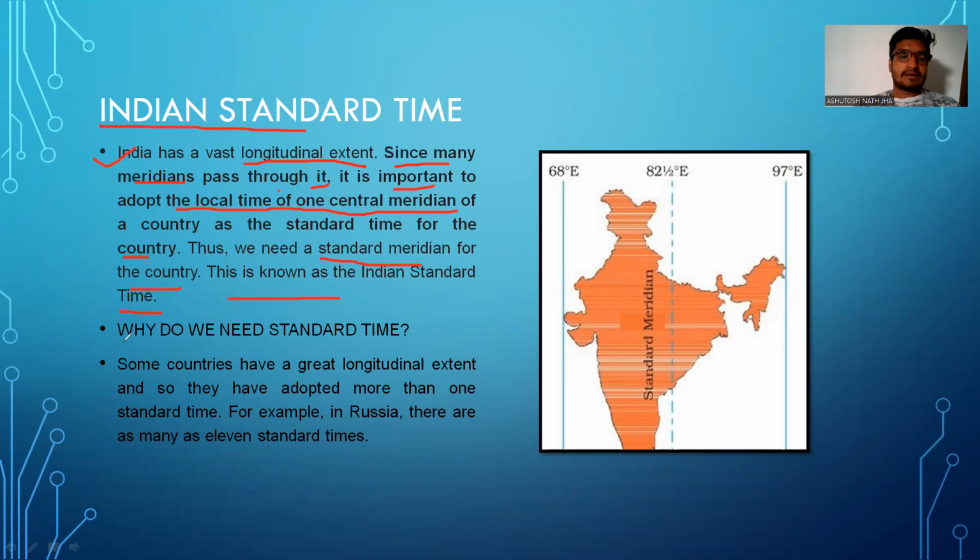Why do we need a standard time? Because some countries have a great longitudinal extent, and so they have adopted more than one standard time. For example, in Russia there are as many as 11 standard times. That is the need, because of which they have adopted more than one standard time. We will discuss this in further detail in the next slide. So let's go through. Yes, students, got it?